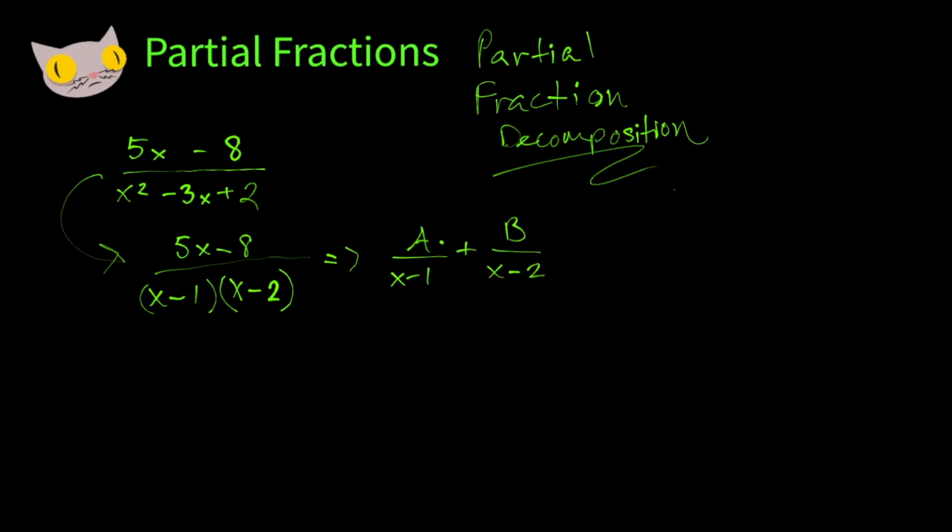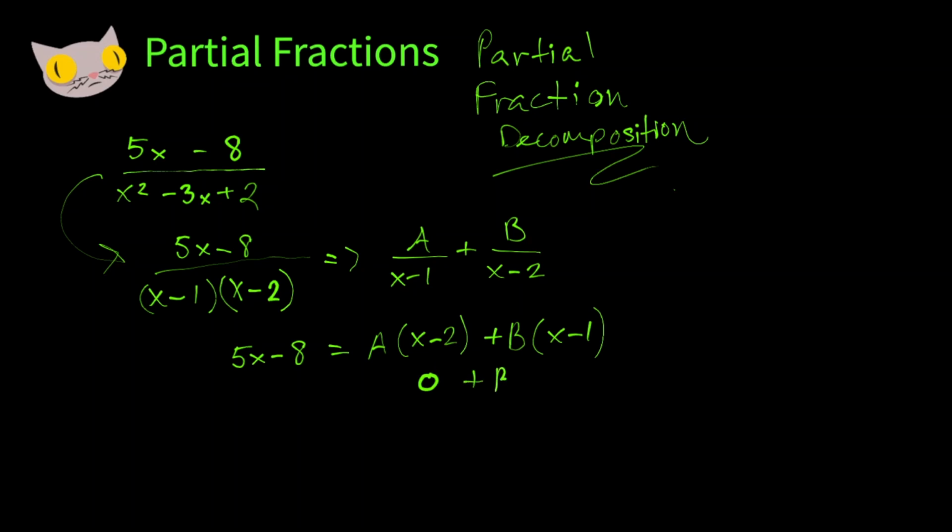Now let's go ahead and cross multiply. We have to set it equal to the numerator. And we're going to have A times x minus 2 plus B times x minus 1. Now we need to find some constants, the constants being A and B. So we need to find roots. So the root here is going to be 2 because 2 minus 2 is 0, so that gives us a root.